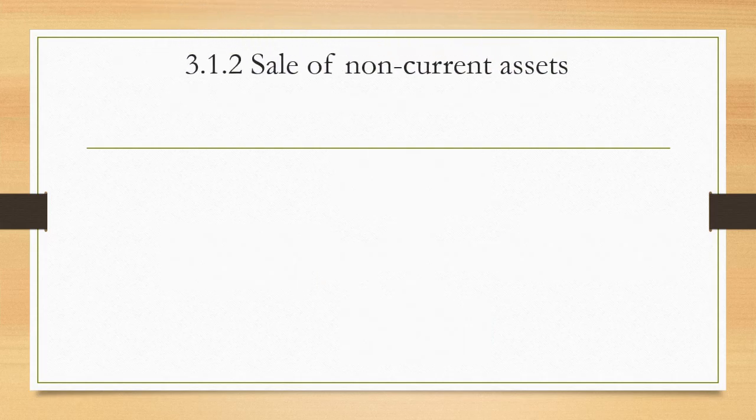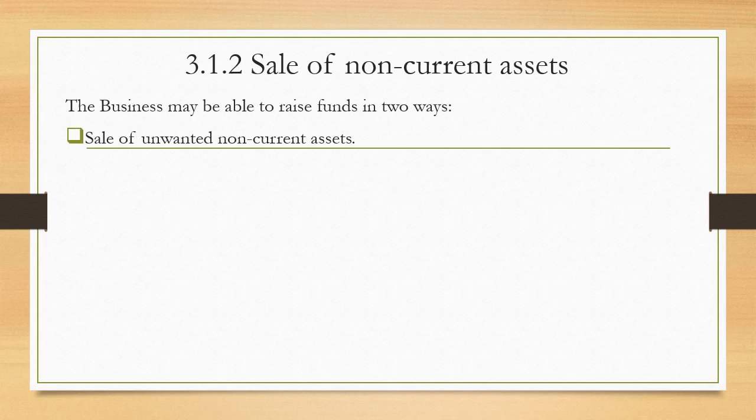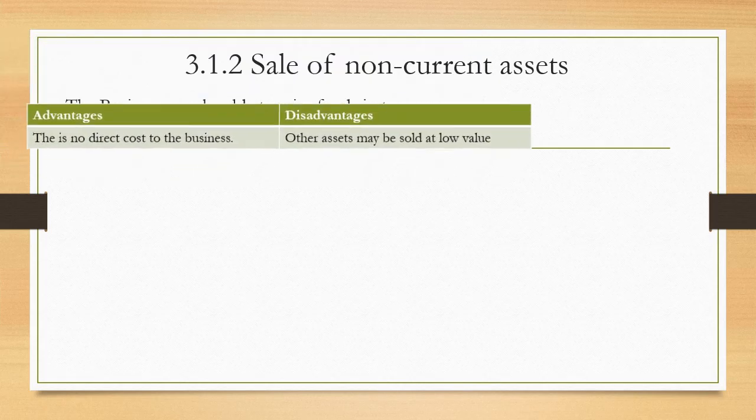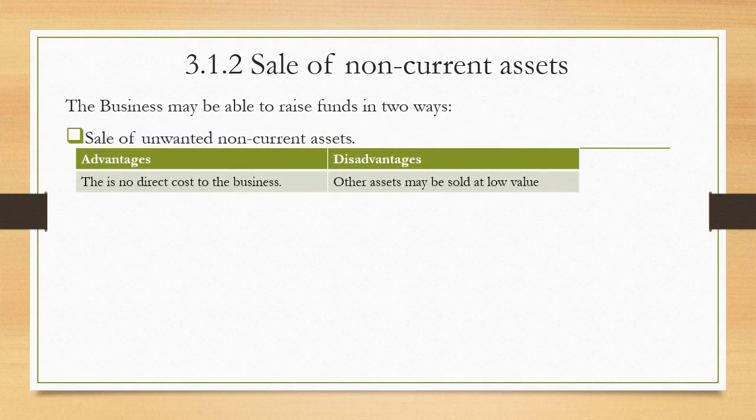The other way of raising funds internally is through the sale of non-current assets. There are two ways in which the business can raise funds internally. First, it's through the sale of unwanted non-current assets, the sale of unwanted fixed assets. Let us look at the advantages and the disadvantages of this method. The advantage is that there is no direct cost to the business. The disadvantage is that the assets may be sold at a low price. That's the sale of unwanted non-current assets.